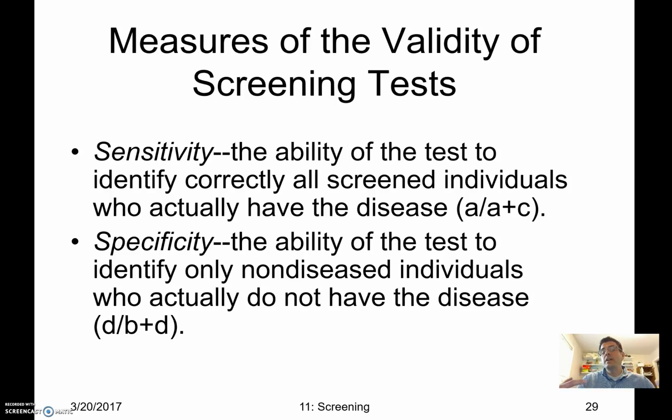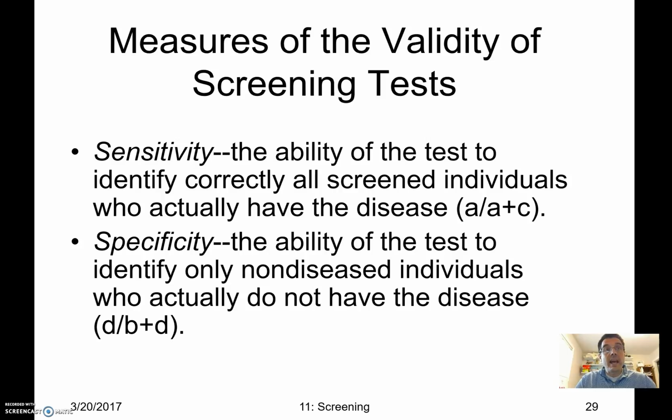And that's where the measures of validity of a screening test come in, the type of calculations we're going to use to determine if it is accurate: within validity, we determine sensitivity and specificity. Sensitivity is the ability of the test to correctly identify all screened individuals who actually have the disease. Whereas specificity is the ability of a screening test to identify only non-diseased individuals who actually do not have the disease.